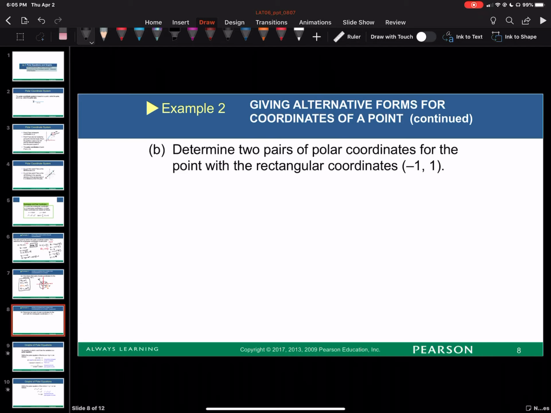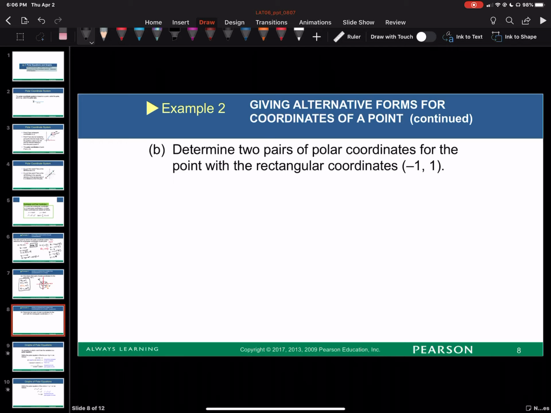So let's look at this one. It says determine 2 pairs of polar coordinates for the point of the rectangular coordinates. So we got negative 1, 1. So it's saying that the point lies on negative 1 and 1. So we know that that's in quadrant what? 2. Right? Because x is negative and y is positive.